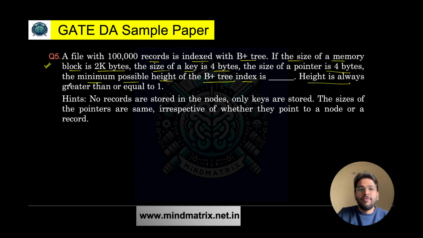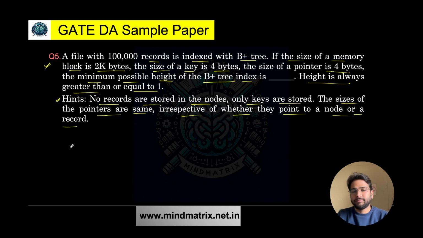And height is always greater than or equal to 1, they have mentioned. They have also given you the hint that no records are stored in the nodes, only keys are stored. And that is also the property of B plus tree. You have the records at the leaf level only. Okay. Only keys and block pointers are there in the internal nodes. The sizes of the pointers are the same, irrespective of whether they point to a node or a record. That means block pointer size and the key size are the same.